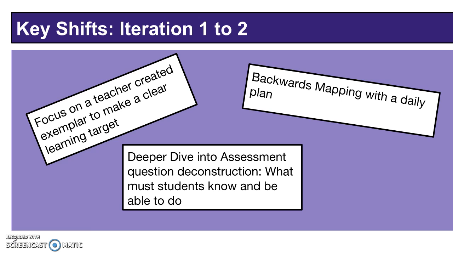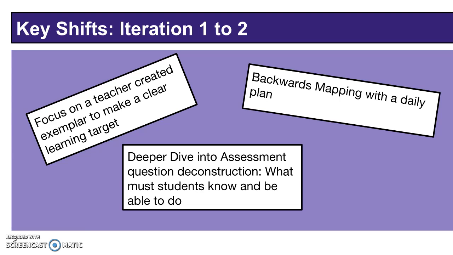Just some key shifts from iteration 1 to 2 with our agenda. We really focused on including a teacher-created exemplar to make a clear learning target. That was taken from our work with University of Virginia Partners Leading Education with our workshop with Paul Bambrick-Santoyo. That learning target really helps teachers understand where instruction needs to go and helps them see the skills more clearly than just reading a question.